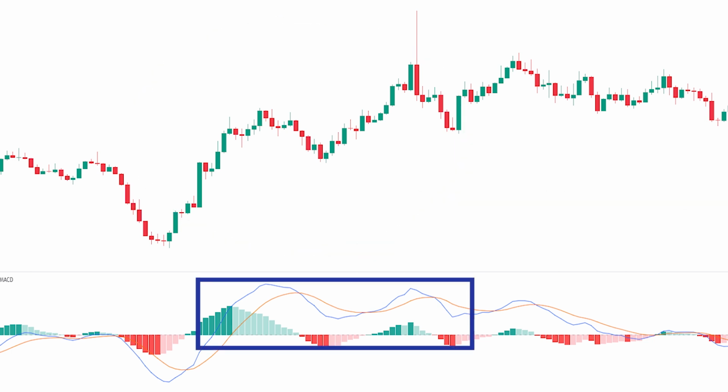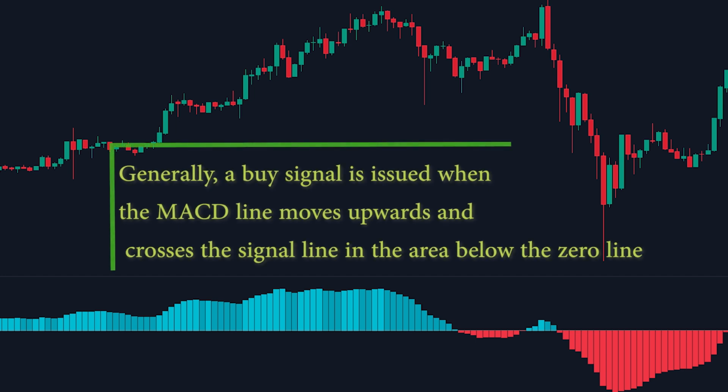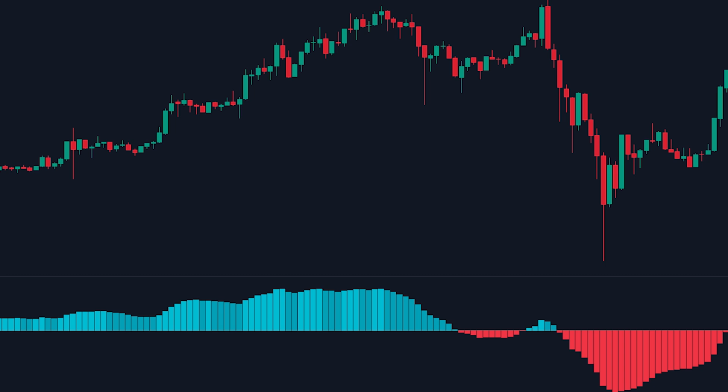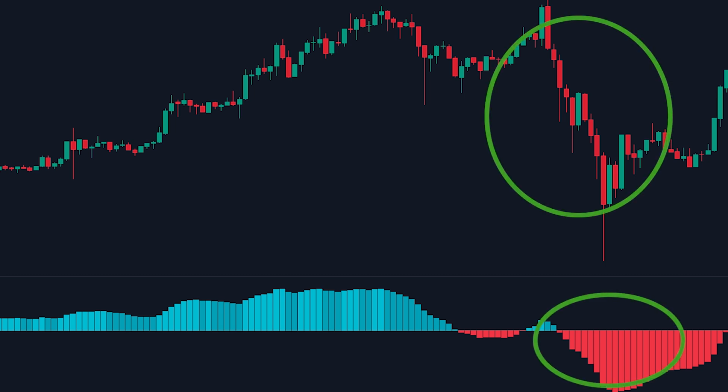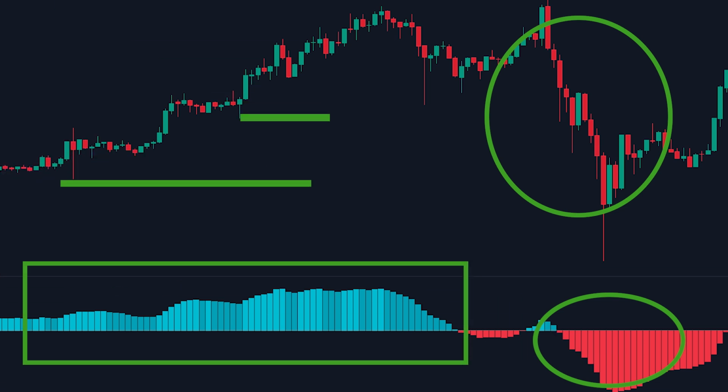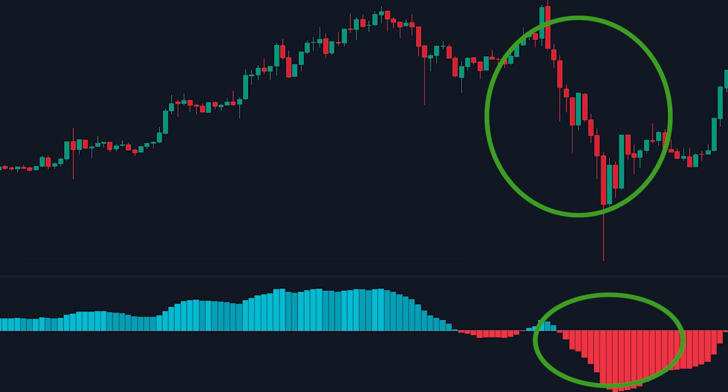Generally, a buy signal is issued when the MACD line moves upward and crosses the signal line in the area below the zero line. A sell signal is issued when the MACD line cuts below the signal line in the area above the zero line. When trading with the MACD indicator, attention should be paid to certain points, which are briefly mentioned below.